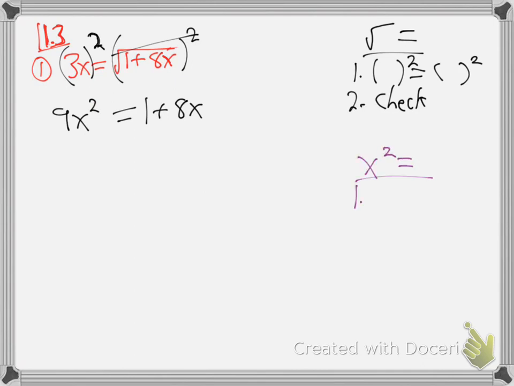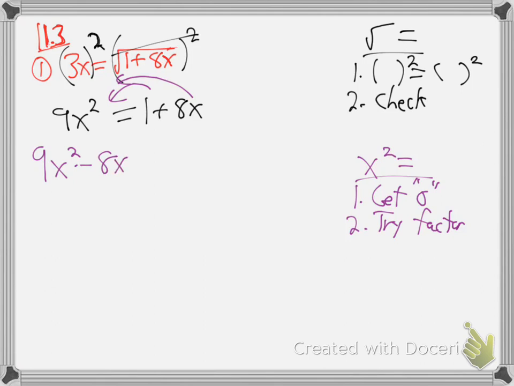What do you do when you get x squared? Remember, you get a 0. You try to factor. If it won't factor, you use the quad. So jump these guys over. 9x squared minus 8x minus 1, like that. And then you can use the quadratic formula or try to factor. I think I'll just go into the quad right away here.